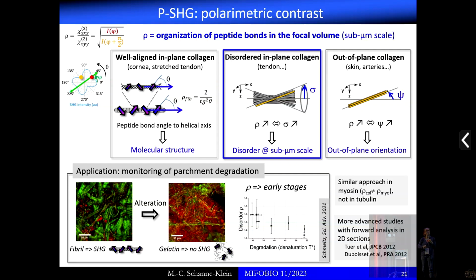Of course, we may have much more complex approaches of this polarization resolved experiment when we have forward analysis. So that's what's done by different groups, the group of Barzda, the group of Sophie Brasselet. But it's not applicable then in thick tissues. And there are similar approaches in myosin, and the myosin has not exactly the same parameter here, ratio parameter as collagen, so it can be a way also to differentiate myosin and collagen.